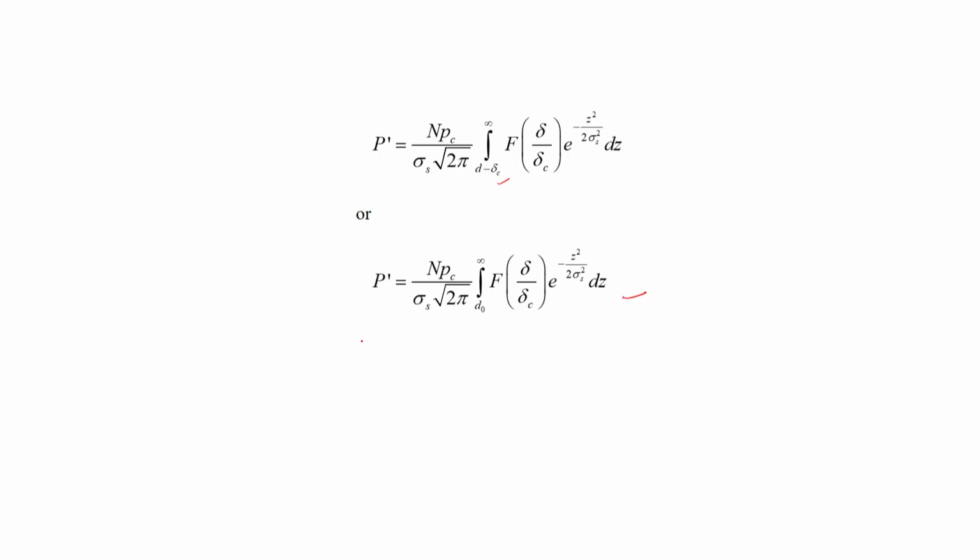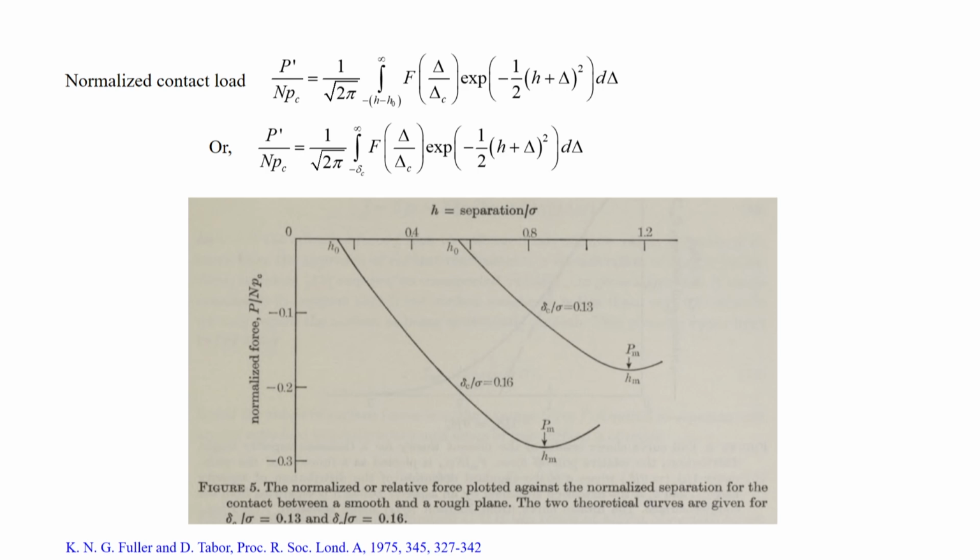So that is the way it is. Once we have that, we have to solve this equation and multiply it by this weighting factor, and obtain this integration, and by that we can get this p dash. And when you do all that and write p dash by NPC like this, we can get this kind of curve.